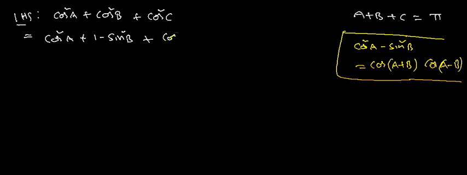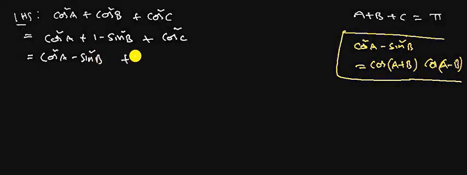Plus keep the third term the same, cos square C. Now cos square A minus sine square B plus 1 plus cos square C. Okay, how do you understand this step? I want to use the result cos square A minus sine square B. Here we already have cos square A but not sine square B. So that's the reason I am changing cos square B to 1 minus sine square B, and keep cos square C beside it.